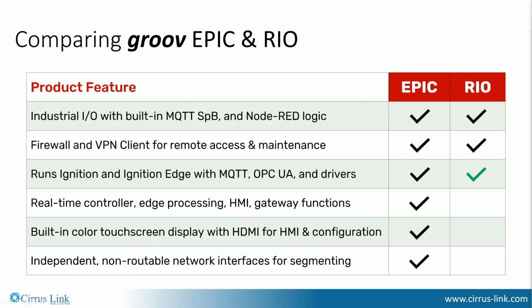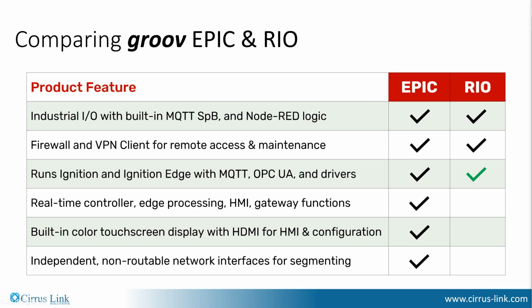So what's the difference between Epic and Rio? Because with the addition of Ignition, we're sort of closing the gap a little bit. So both are definitely industrially hardened IO, and both have built-in MQTT, Sparkplug-B, and Node-RED. Both products have firewalls and VPN clients for remote access and maintenance, which is really powerful, really handy. Both run Ignition Edge, and the Epic has the option to run full Ignition, and of course all the drivers and modules that Arlen has been talking about.